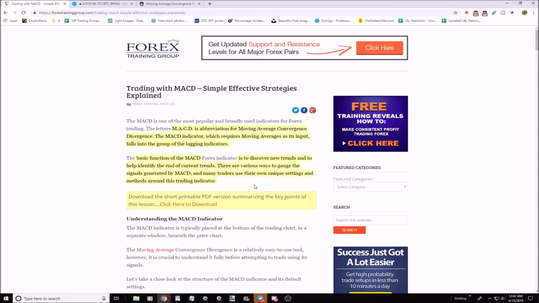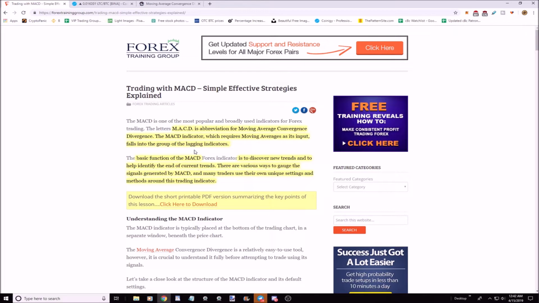Trading with the MACD. The MACD is an abbreviation for moving average convergence and divergence. The MACD indicator requires moving averages at its inputs. It falls into the group of lagging indicators, so it's basically a little bit behind. The basic function of the MACD is to discover new trends and to help identify the end of current trends.